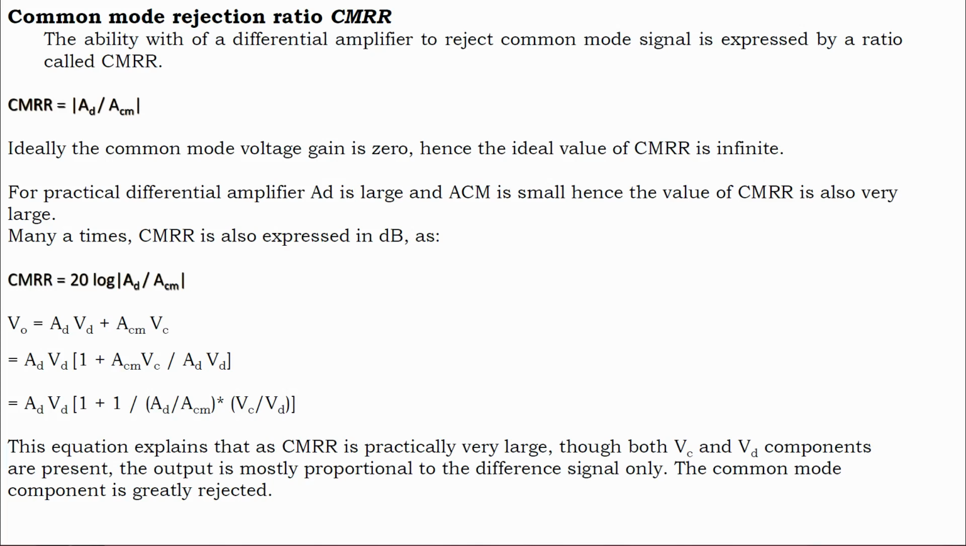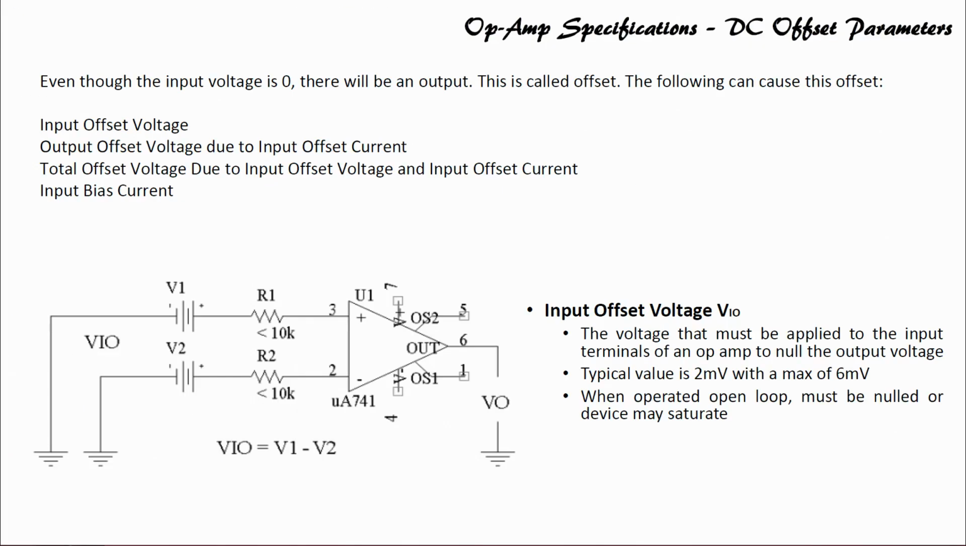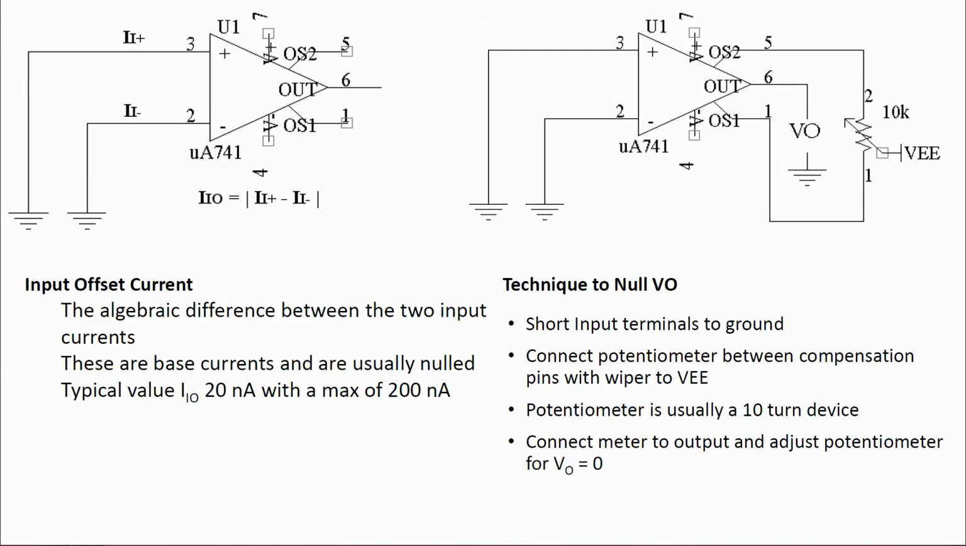The CMRR ideally should be infinite, but practically you will see that AD is large and ACM is small, hence CMRR is also very large. And many times you will also see that CMRR is expressed in decibels. Now, input offset voltage we already discussed, right, input offset current, right, the algebraic difference.